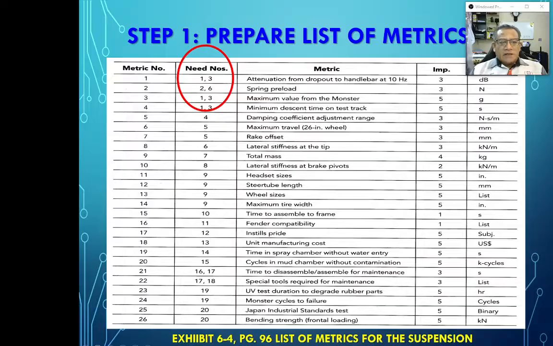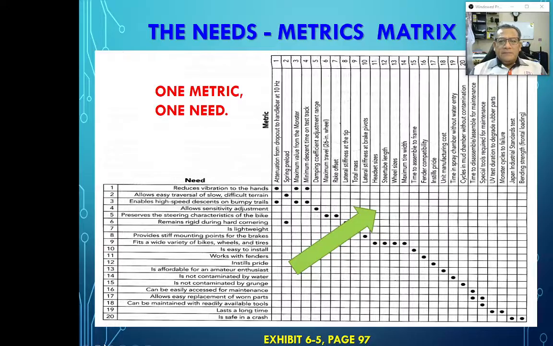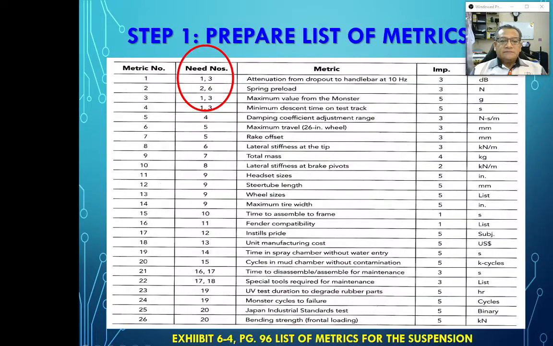Okay, now after listing the metrics, you need a matrix that is joining the needs and the metrics themselves. So these are all the customer needs. You can see the metrics in X and Y, and customer needs from 1 to 20, from reduces vibration to hand up to it is safe in a crash. So now you plot it against the metrics themselves from 1 until number 26, right, which is this.